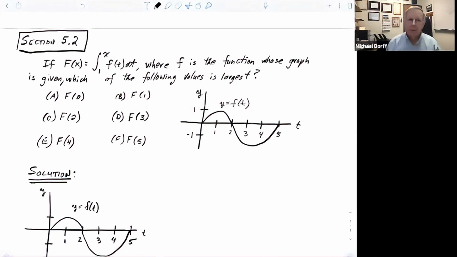We're going to look at another homework problem from section 5.2. In this one, we're given a function capital F equals this integral, and then we're given some values of capital F, and we're supposed to determine which of the values is the largest. Now, the first thing I think about when I look at this problem is this function capital F looks a little weird. What does it represent?